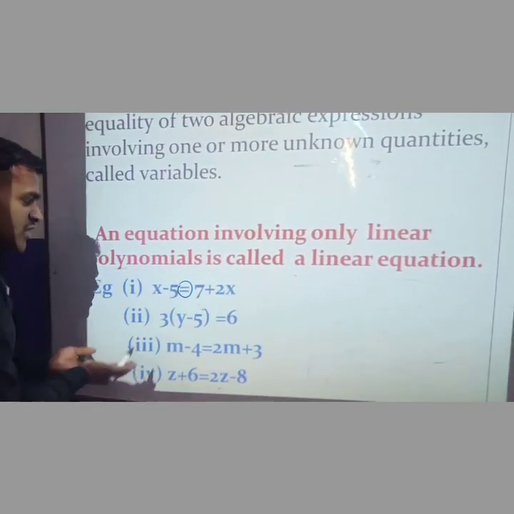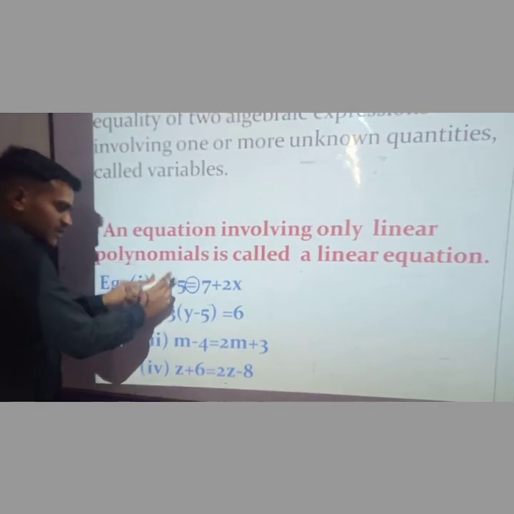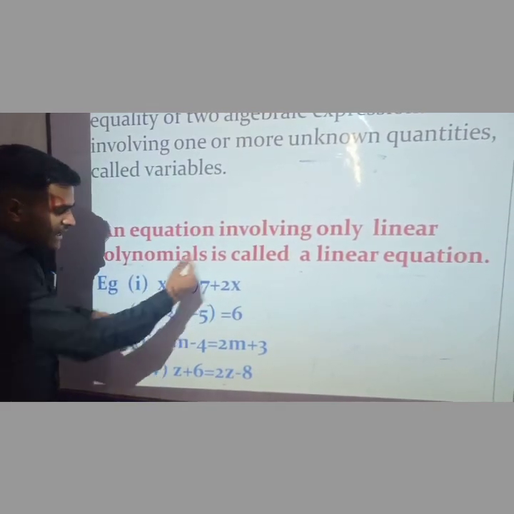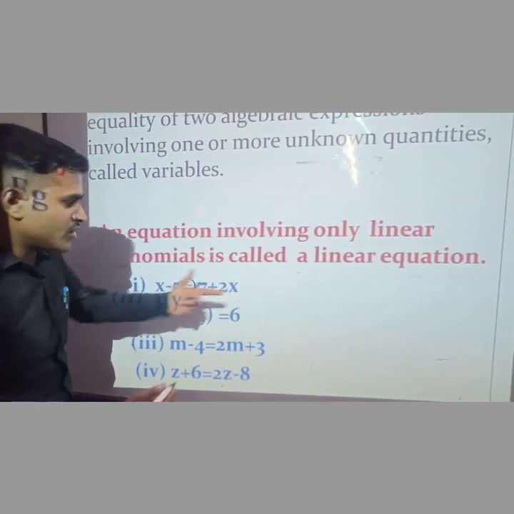But why is it called a linear equation? Because in the algebraic expression x minus 5 its degree is 1, and on the right hand side in the algebraic expression 7 plus 2x its degree is also 1.